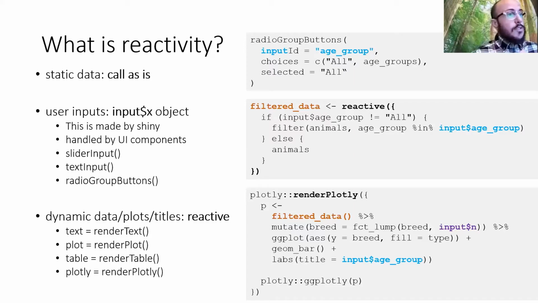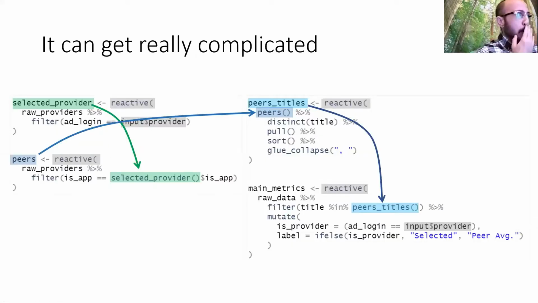Yeah, so you could have stuff that is, sorry, I think I have another diagram. Let me move to the next slide and hopefully I can explain that a little more. I just wanted to point out that it can get really complicated, because you can have reactive stuff that's referencing reactive stuff that's referencing reactive stuff. And so even though I had input age groups and I had input n, I might not use both of them to build that reactive data frame.